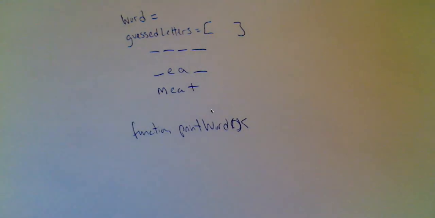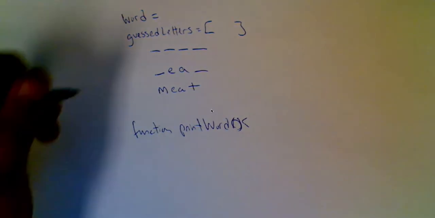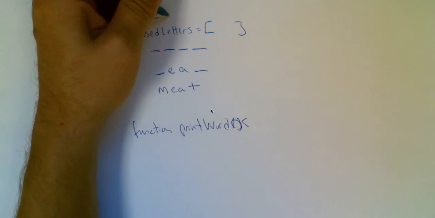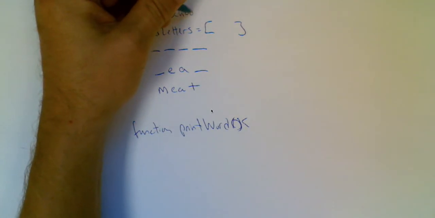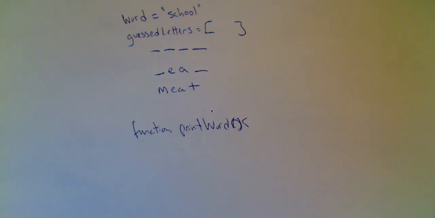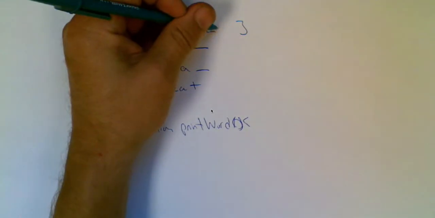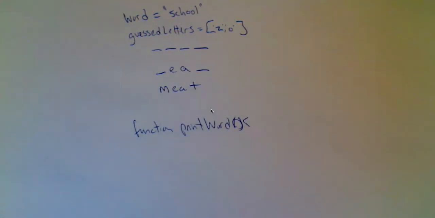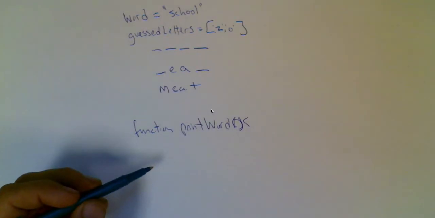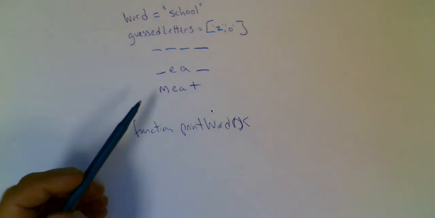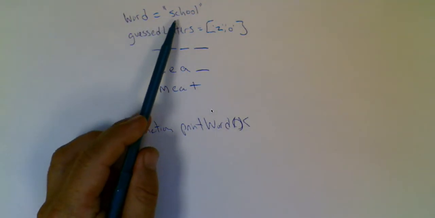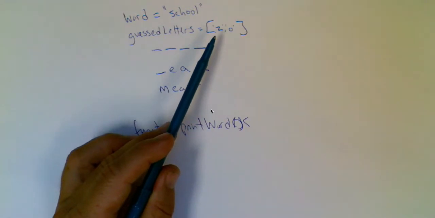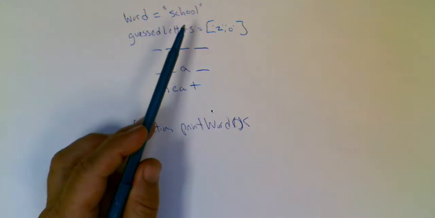So how we're going to do this is we are going to loop over our word. Let's make a new word. Let's say the word is school. And let's pretend that the user has already guessed a Z and an O. So that's what our guessed letters array looks like at this moment. So printWord has to then go through and ask for every single character or every single letter in school whether or not that letter is in guessed letters or not.